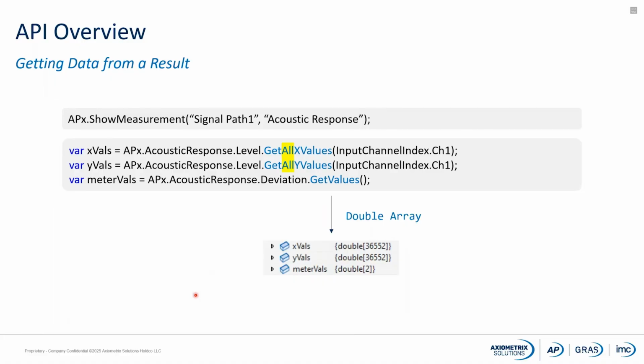So if you want to get data directly from a measurement, in other words, not through running a sequence, but directly through the measurement APIs, first of all, you need to make sure you show that measurement, as we discussed. But then afterward, if you want to get all of the data values, you can use these get all XY values APIs, and also for meters, get values. And what this will do is return a double array containing all of the data points on the graph.